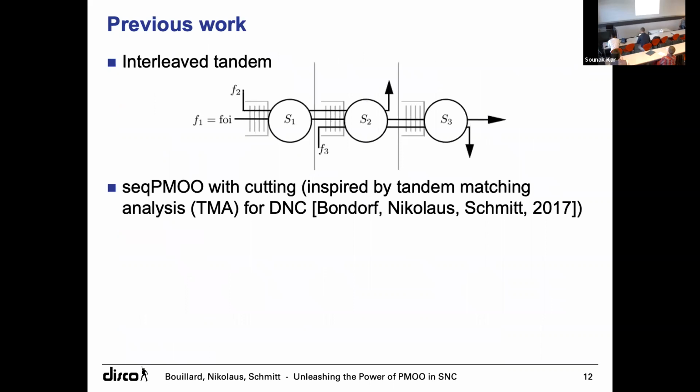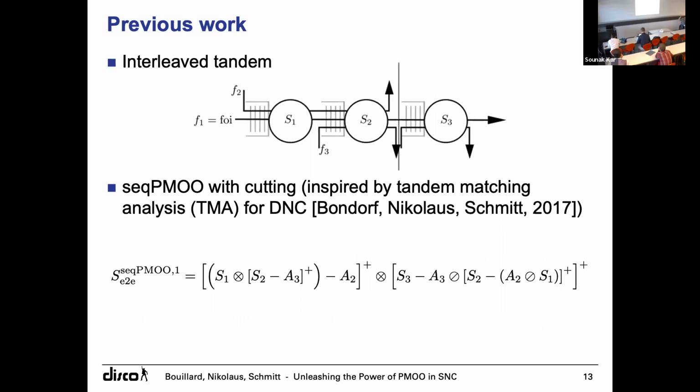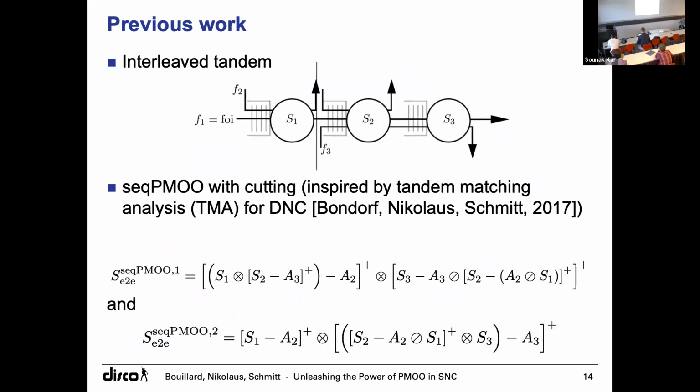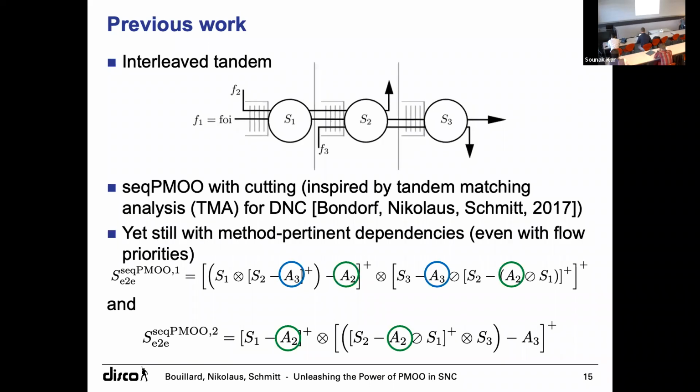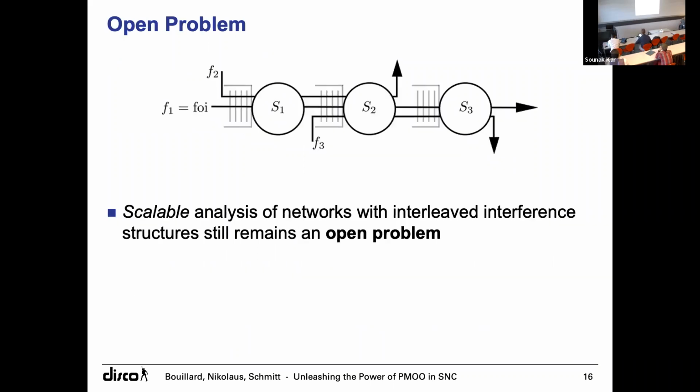This is inspired by the so-called tandem matching analysis for the DNC. So here we apply so-called cutting, for example, between the nodes S2 and S3 or S1 and S2. However, even if we simplify the situation, for example, by assuming a certain priority, because usually we just assume arbitrary multiplexing, either way, we still end up with method-pertinent dependencies. So let me now summarize the situation. A scalable analysis for the topologies that contain interleaved interference structure still remains an open problem.